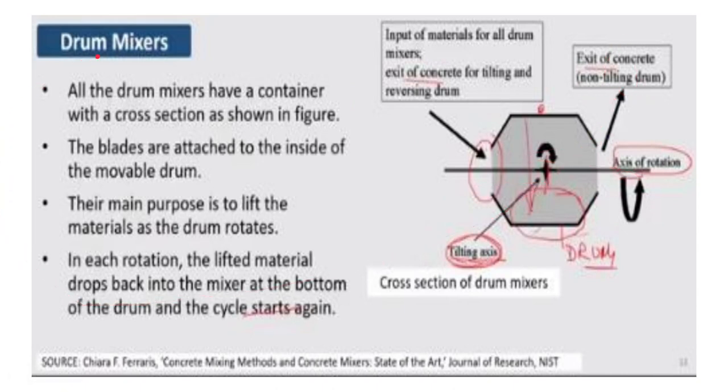All the drum mixers have a container with a cross section as shown in the figure. The blades are attached to the inside of the movable drum. Here the blades are present. Their main purpose is to lift the materials as the drum rotates. With each rotation, the lifted material drops back into the mixture at the bottom of the drum and the cycle starts again. So this is a continuous process.